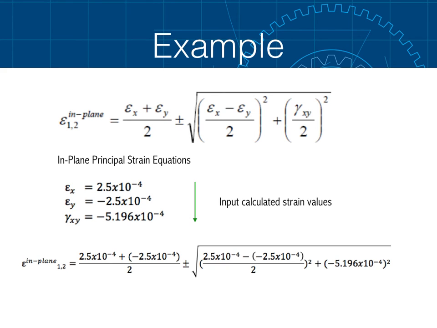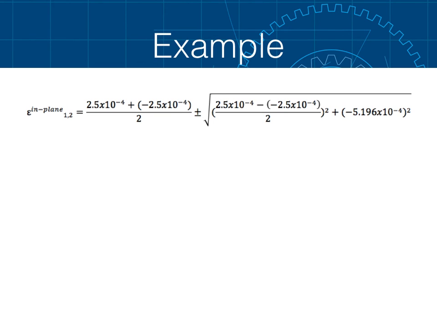Here are the values of epsilon x, epsilon y, and gamma xy inputted into the in-plane principal strain equations. As you can see from the equations, we will obtain two answers. Here again is that equation. The two answers that you calculate turn out to be 3.605 times 10 to the negative fourth and negative 3.605 times 10 to the negative fourth.